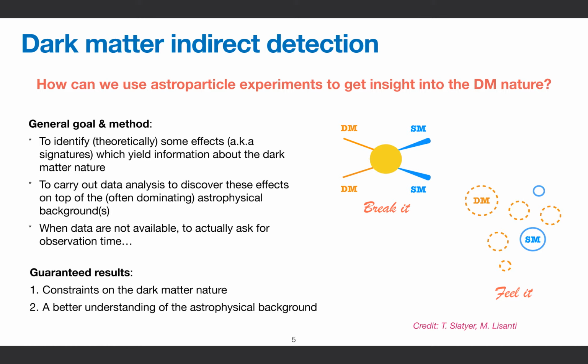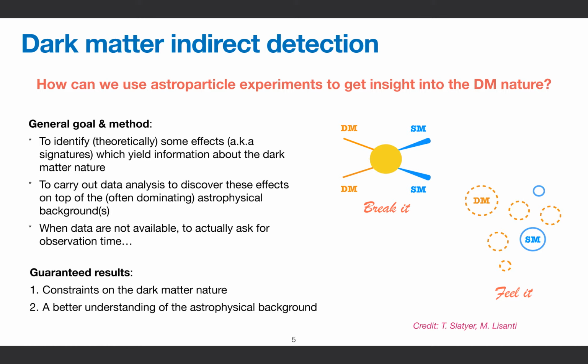In general, you have to rely on some kind of effect or signature that can distinguish the dark matter particle with respect to standard astrophysical backgrounds. And you want to do so by, on the one hand, optimizing analysis strategies, and on the other hand, actually looking into the data. And when data are not available, you ask for observation time from telescopes. So the guaranteed results that come out of there are constraints on the dark matter particle model that we are interested in, as well as a better understanding of astrophysical backgrounds, with a continuous feedback between those two points that allows you to proceed further in your search.